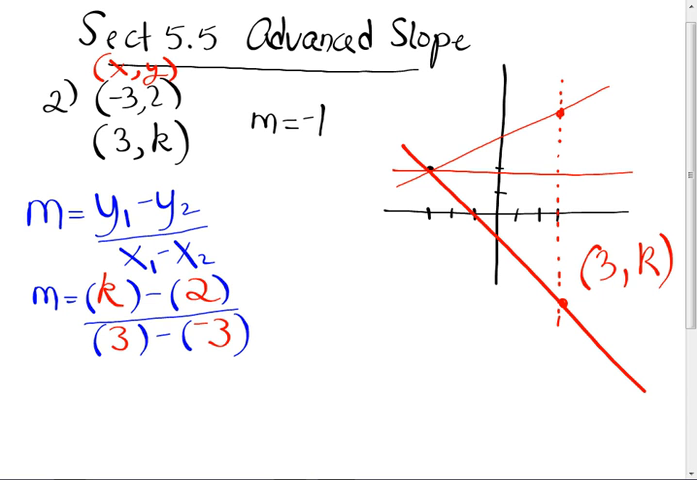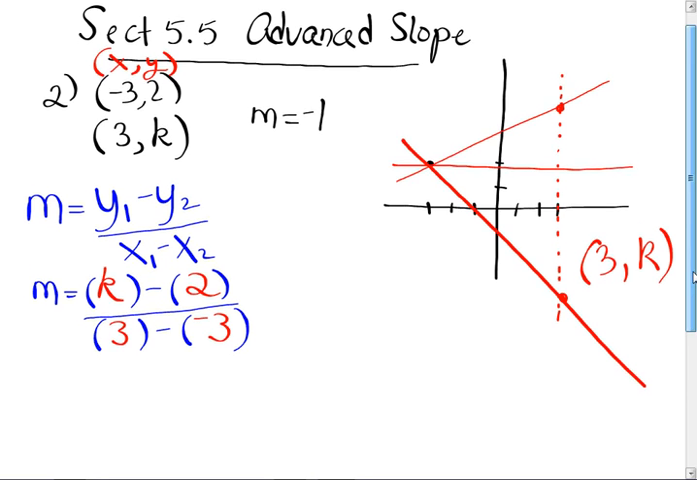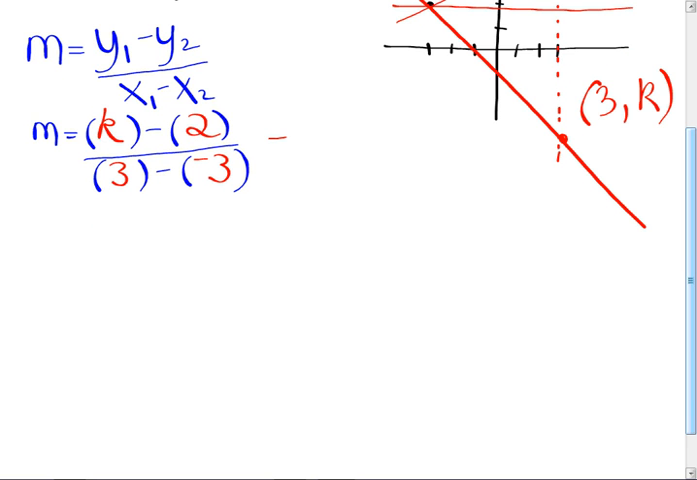Okay, did you get that? I'm just substituting this point into the formula. Some of you are going to say, wait a minute, I don't want a k there, I want a number. k stands for a number. And I want this slope to be equal to -1. I have an equation, but let's clean it up. It's messy.